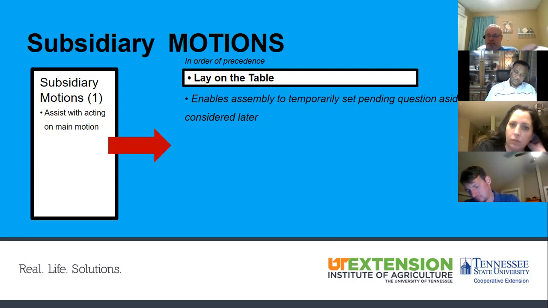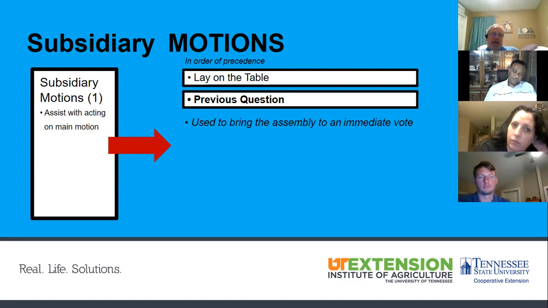So during the discussion of the motion to buy a red car, someone says, Mr. Chairman, I move that we lay that on the table. I would say, is there a second? I received the second. The motion has been made and properly seconded to lay on the table the motion to buy a red car. This motion is not debatable, is not amendable. Therefore, we will vote immediately. All those in favor, please stand. All those opposed, please stand. If it passes, then the motion is on the table. Everybody good with that one? Again, you see that one a lot.